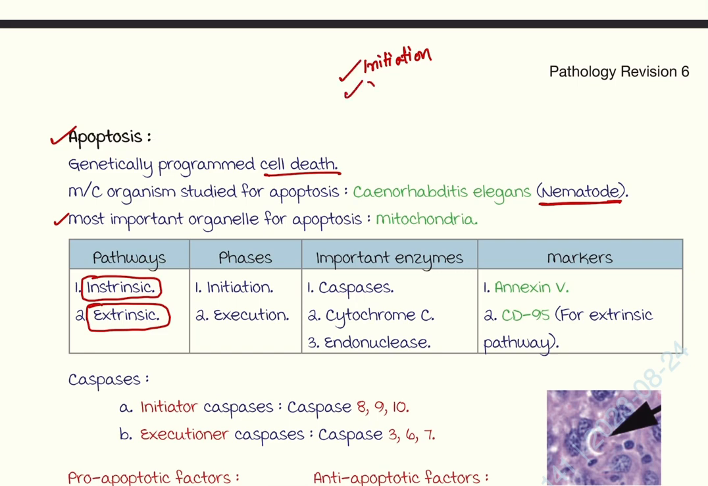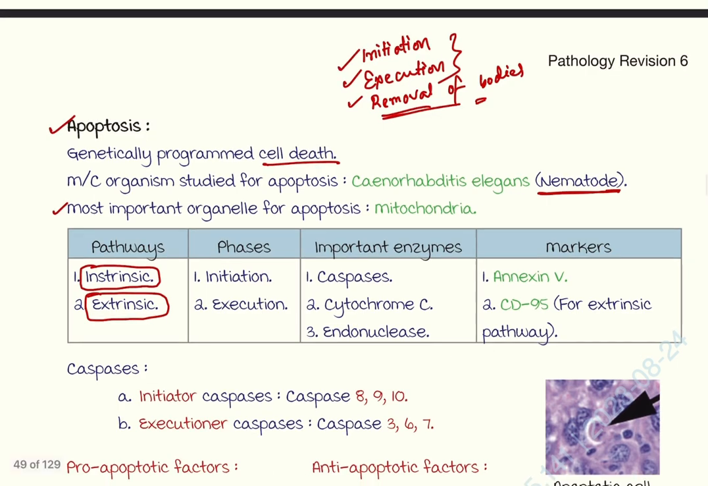Okay, you have initiation of apoptosis, then execution of apoptosis, and ultimately, following the execution, you will have removal of the apoptotic bodies. So this is important: two pathways, extrinsic and intrinsic; two phases, initiation and execution, followed by removal of the debris, the apoptotic bodies.